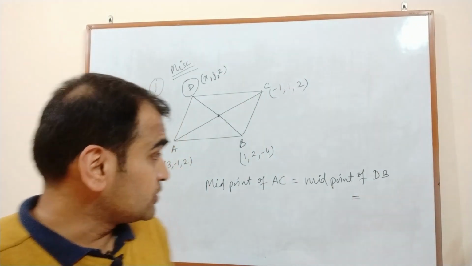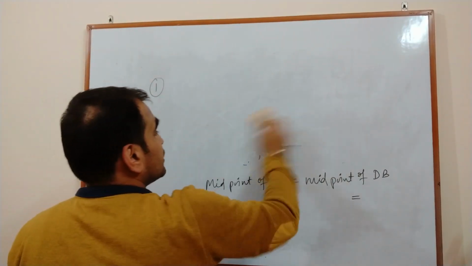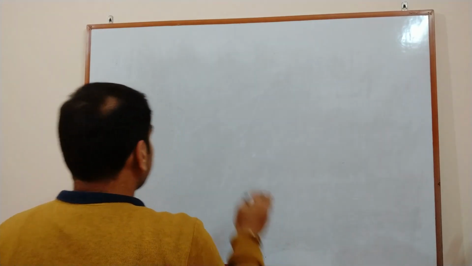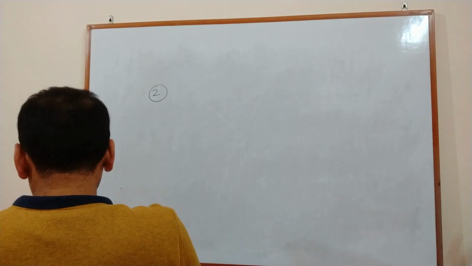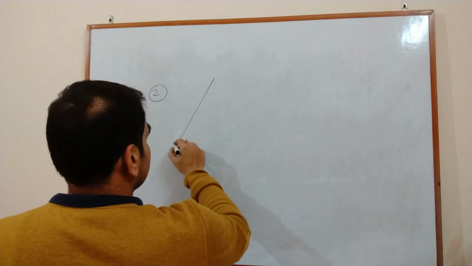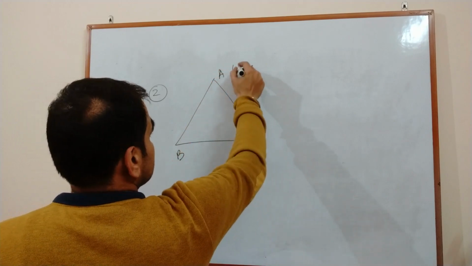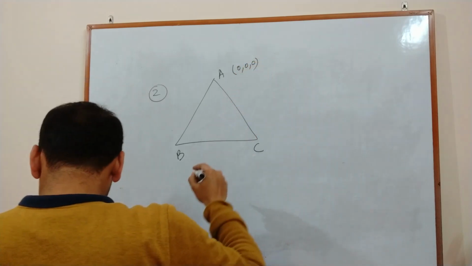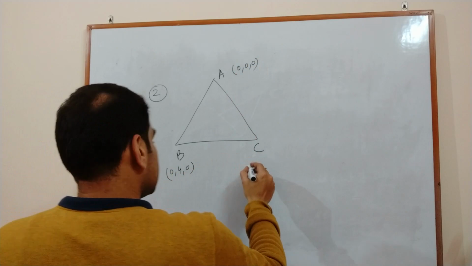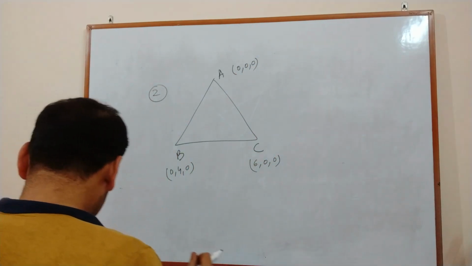Okay, so this is question number 1. Now you can easily do it. Question number 2 is related to the median. Again the midpoints. In question number 2, find the length of the medians of the triangle. We have a triangle ABC. A is (0, 0, 0). B point is (0, 4, 0), and C point is (6, 0, 0). We have to find the length of the medians.